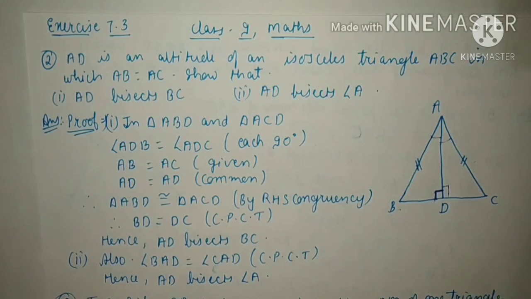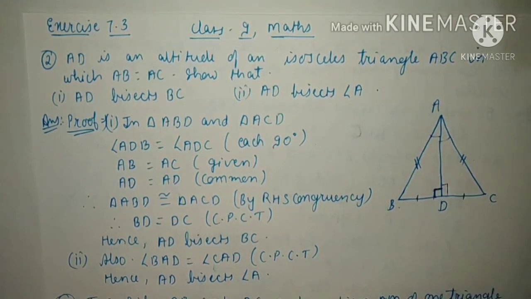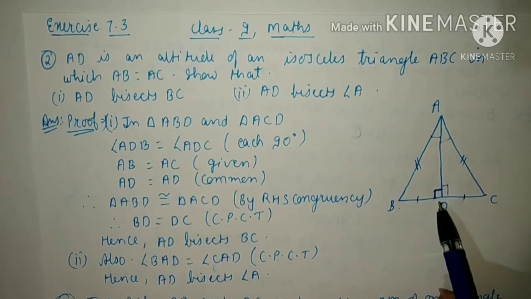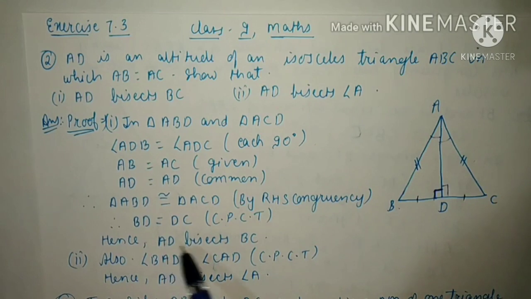Now if these two triangles are congruent, then these two sides will be equal by CPCT. So we can write BD equals DC by CPCT. Now if these two sides are equal, that means AD bisects BC. So we can write, hence AD bisects BC.